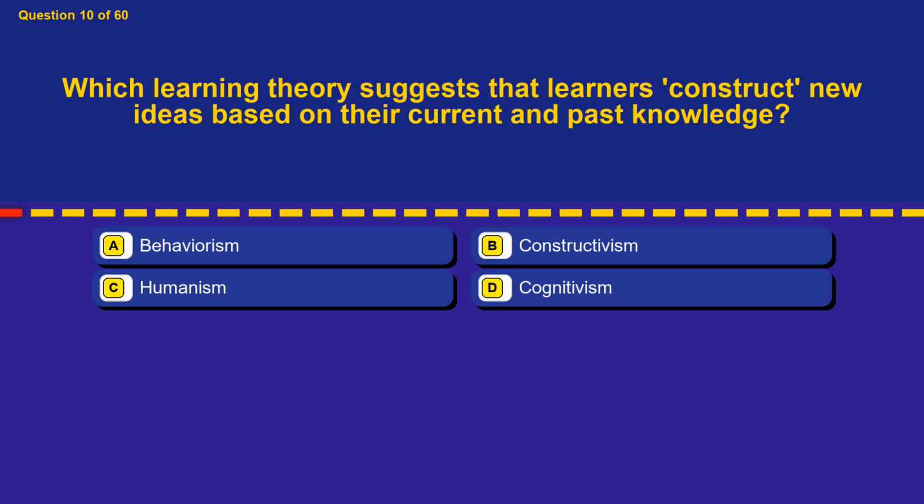Question 10. Which learning theory suggests that learners construct new ideas based on their current and past knowledge? Option A, behaviorism. Option B, constructivism. Option C, humanism. Option D, cognitivism.